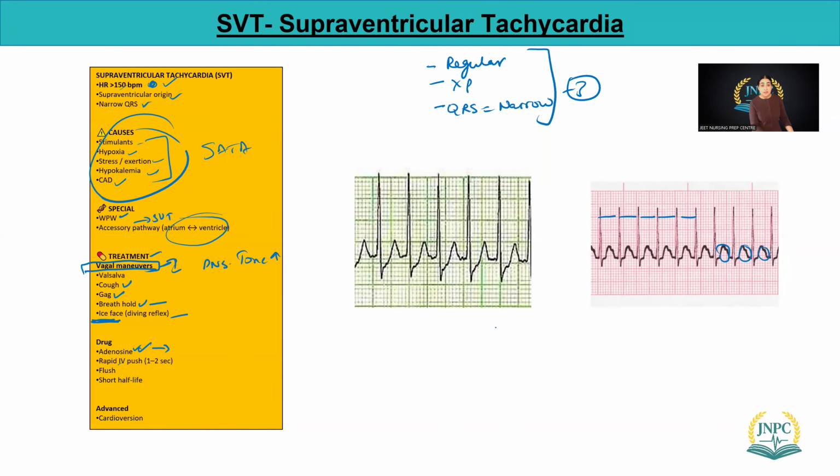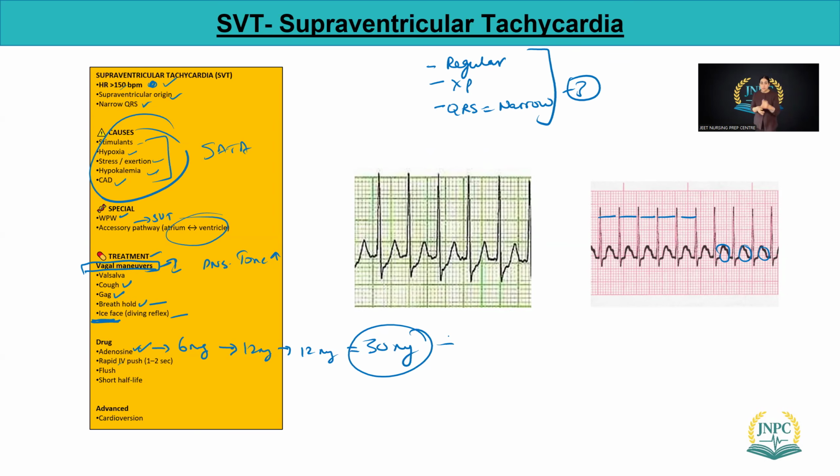Maximum can be given up to 30 mg, but how do we give them? Maximum 3 doses. First dose, as per your ACLS protocol, 6 mg. If that does not work, then 12 mg. If that does not work, 12 mg and 3 doses maximum. And if you calculate 12 plus 12, 24 plus 6, 30 mg in total. 30 mg is the max. And how do we give that?